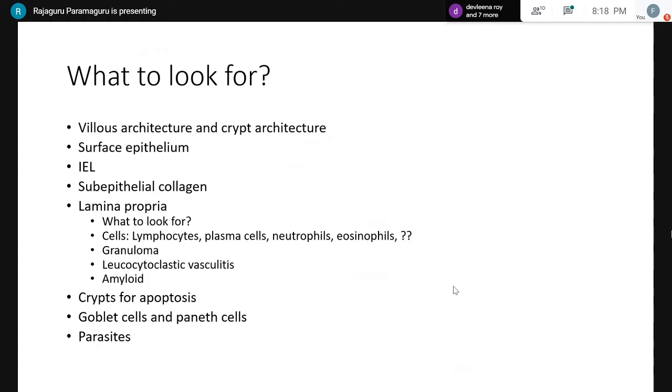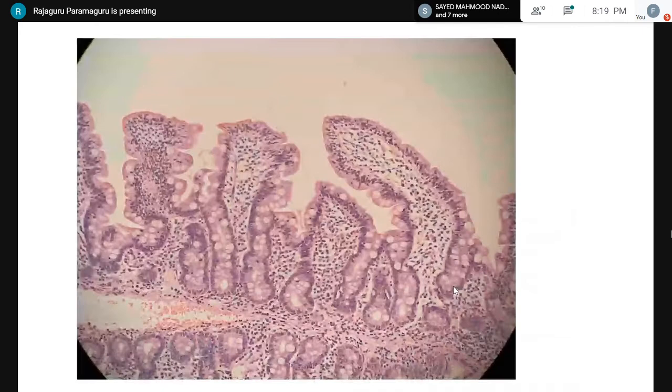And then granulomas, then if there is anything like a leukocytoclastic vasculitis in the mucosal capillaries, amyloid deposition in the lamina propria or the submucosa. And then you have to look for the crypt apoptosis. If there is crypt apoptosis, go and look for the presence of goblet cells and Paneth cells. And last but not the least, the parasites, Giardia, cryptosporidium, and so on. So this is the list of what all I will look for in a small bowel biopsy.